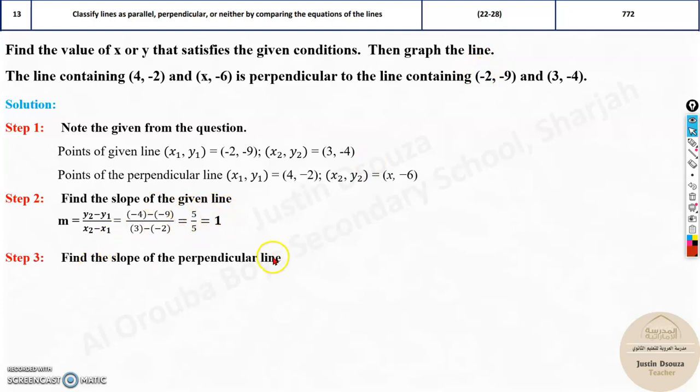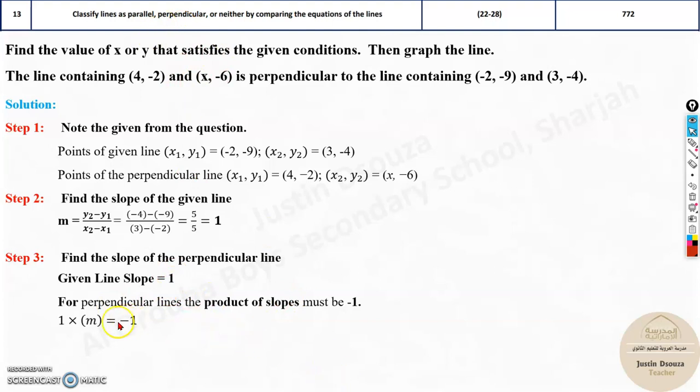Now find the slope of the perpendicular line. How do you find this? All you need to do is, given line slope is 1. So when you multiply this with the perpendicular line slope, it must be -1. 1 times m equals -1. The answer for the perpendicular line slope is -1. So now we know this is the slope.